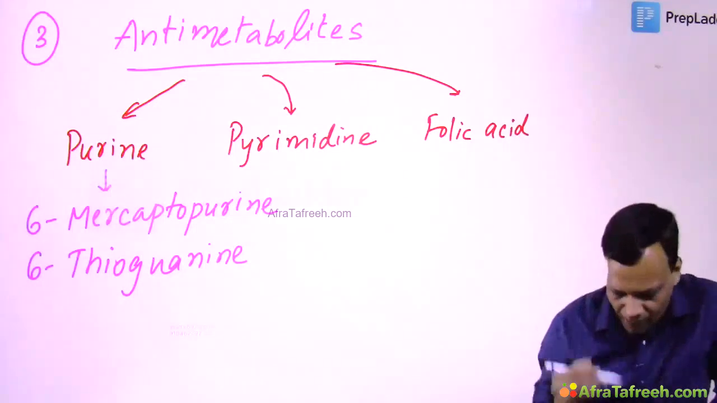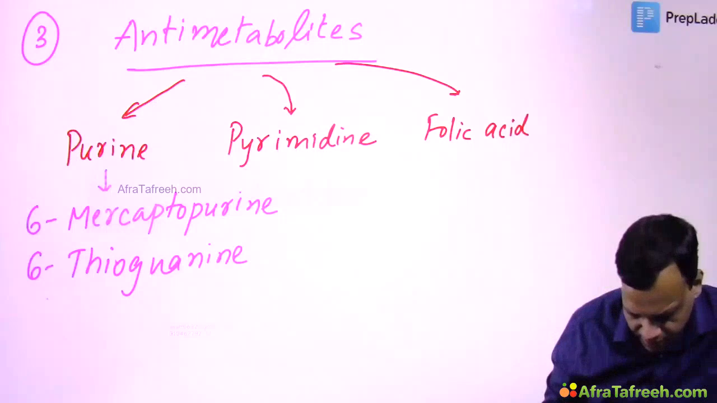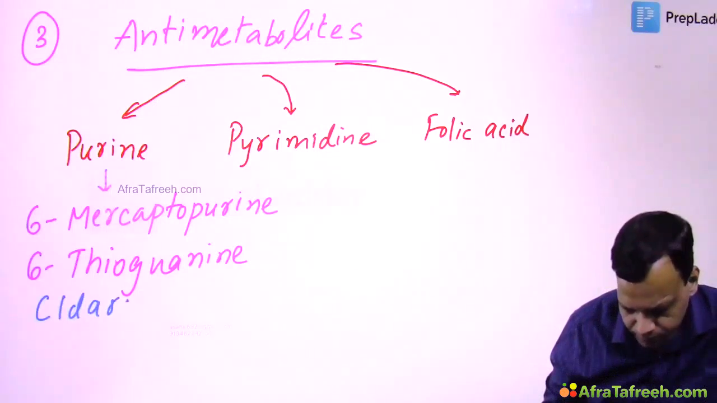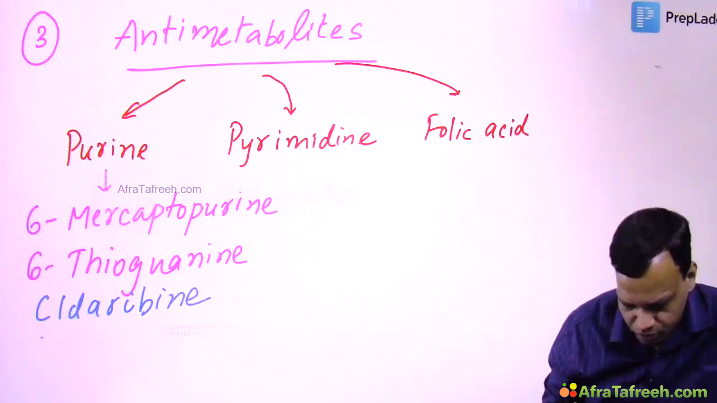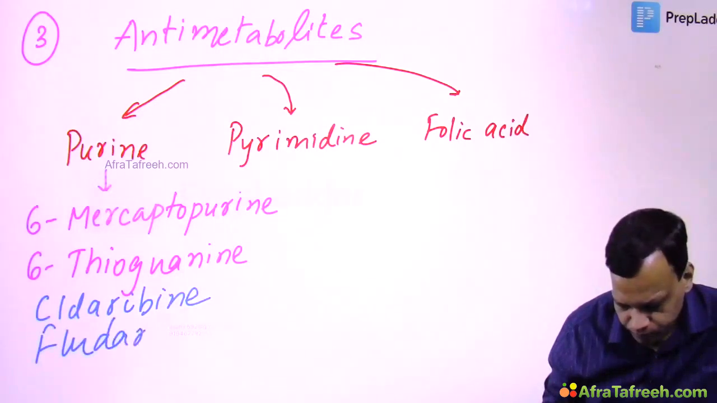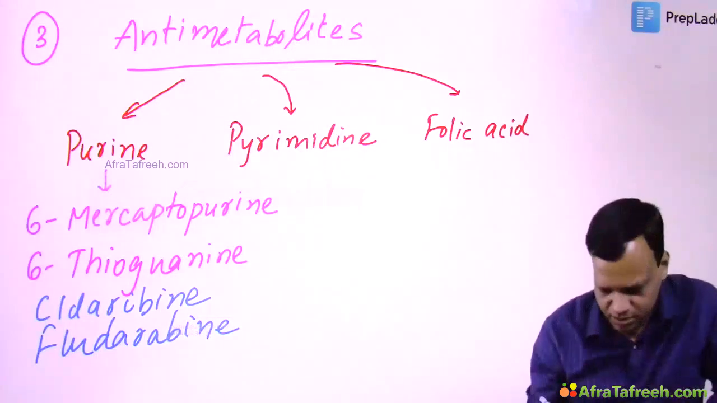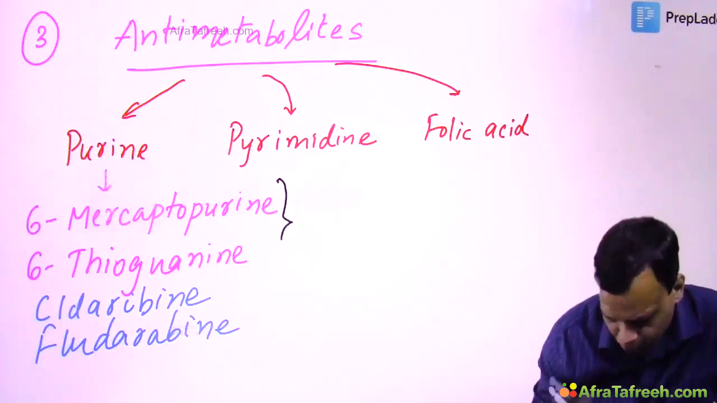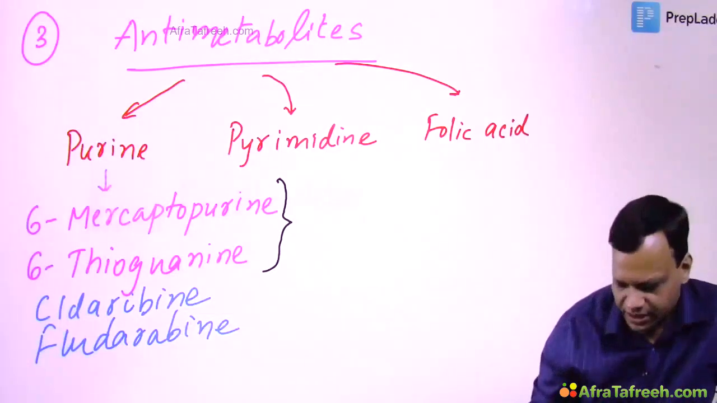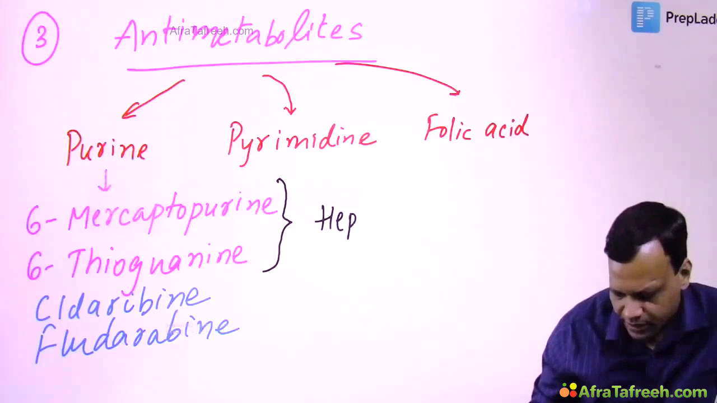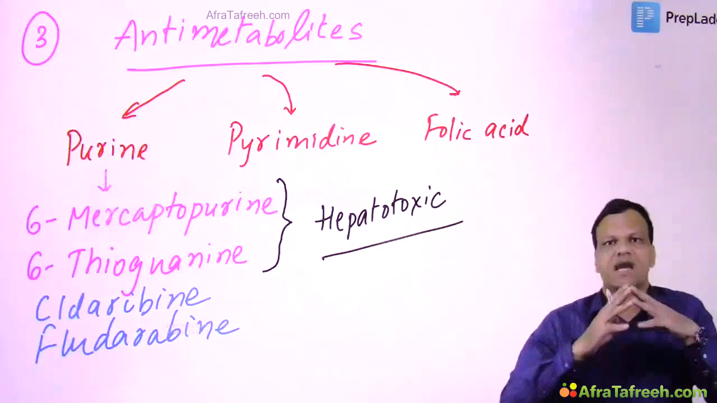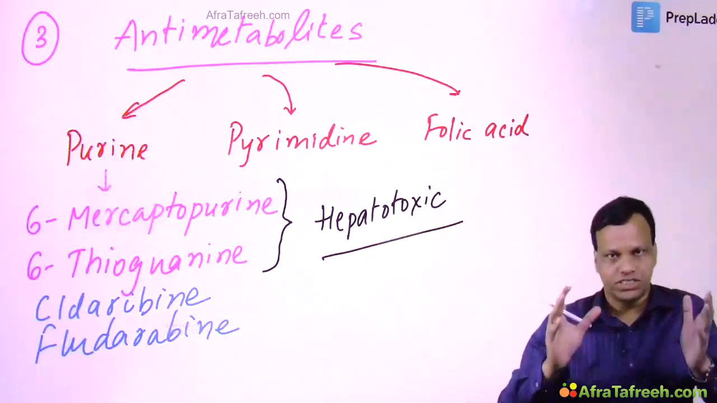Okay. Now apart from these 2 drugs, we have other drugs like cladribine and fludarabine also. The special MCQs to remember about these drugs: first 2 drugs, mercaptopurine and thioguanine, are hepatotoxic. They can cause liver damage.